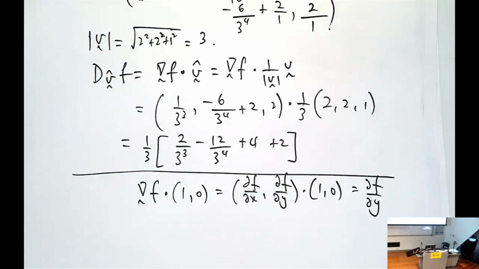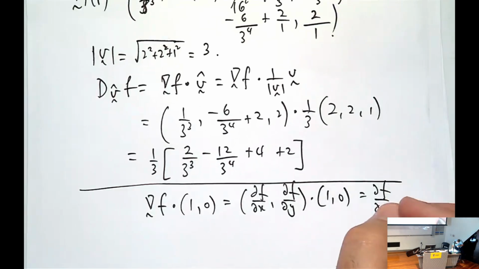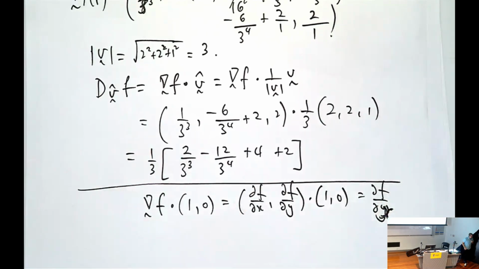What direction is it in? It's in the direction of the vector i. So your plane is smashing into the surface, you'll get a curve, and the slope is df/dx. So it's sort of like df/dv-ish. That's it. That's the entire question.